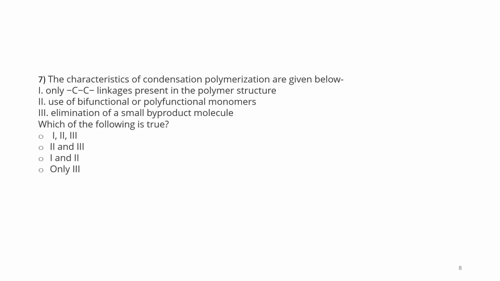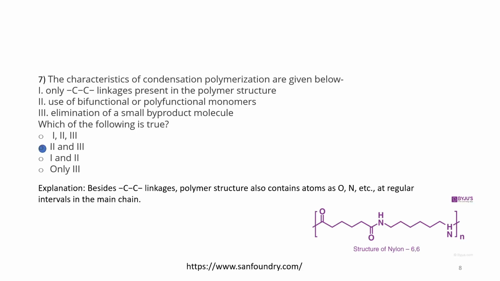In this case, statements 2 and 3 are correct, because the first statement says only carbon-carbon link. This is not the case in condensation polymerization. Besides carbon-carbon linkage, the polymer structure also contains atoms of oxygen, nitrogen, etc. at regular intervals in the main chain. For example, nylon 6,6, here you can see nitrogen is present in the chain as well.